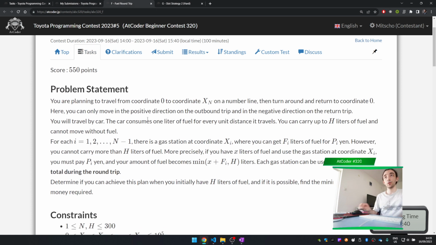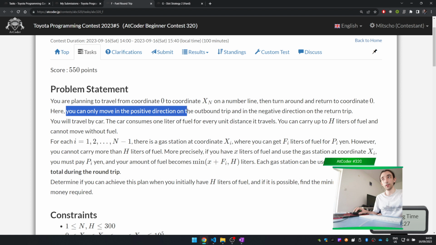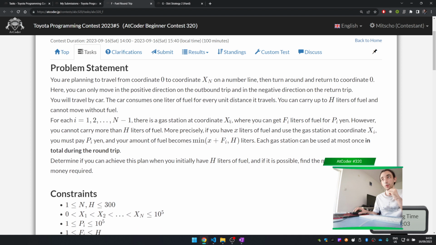If you're planning to travel from coordinate 0 to coordinate xn on a number line, then turn around and return to coordinate 0. You can only move in the positive direction on the outbound trip and in the negative direction in the return trip. You will travel by car. The car consumes 1 liter of fuel for every unit distance it travels. You can carry up to H liters of fuel and cannot move without fuel. For all i up to n, there is a gas station at some coordinate xi where you can get Fi liters for Pi yen. However, you cannot carry more than H liters. Then determine if you can achieve the plan when you initially have H liters of fuel, and if it is possible, find the minimum amount of money required.